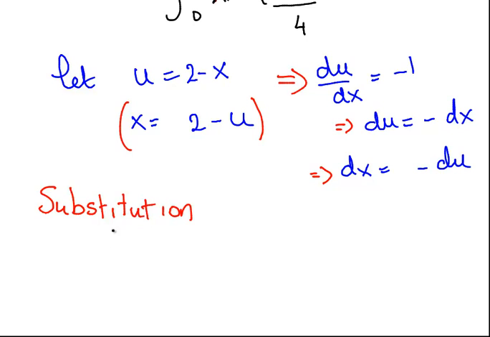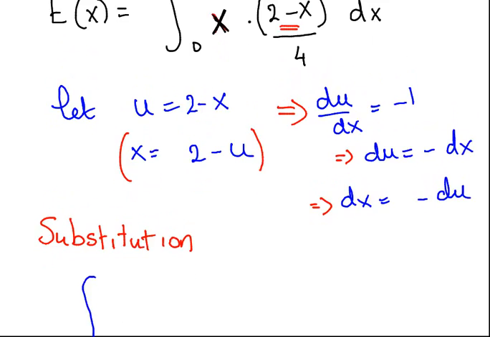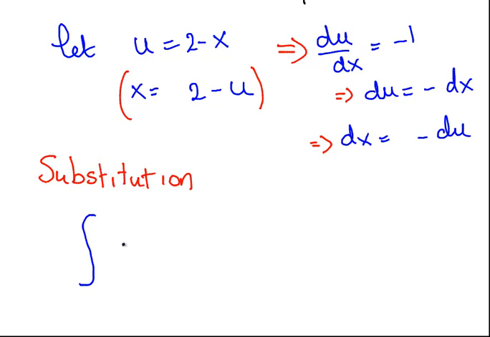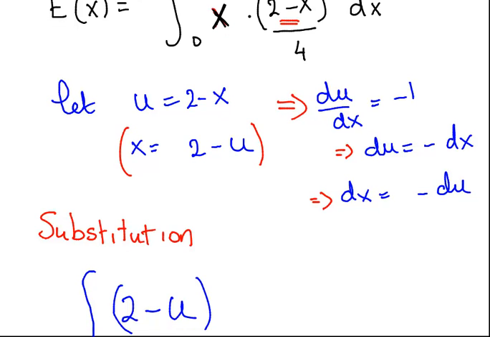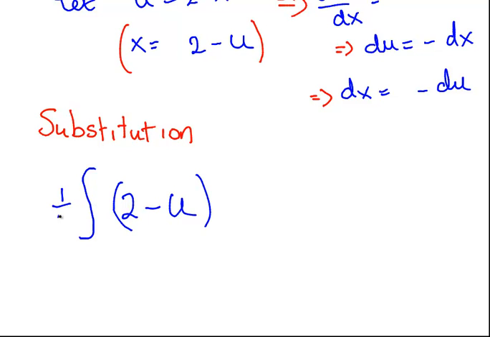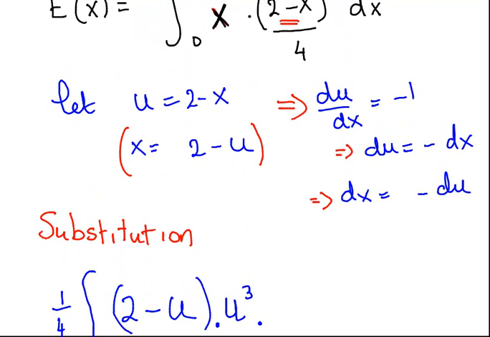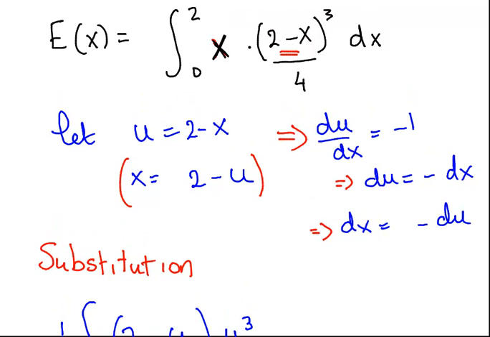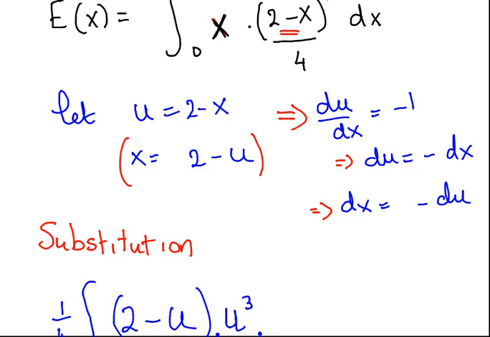So, I'm going to do this as an indefinite integral, and I'm going to leave the limits out of it. The first part, right up at the top here, is x, so we're going to replace that by 2 minus u. The next part is (2 minus x) cubed all over 4. I'm going to take the 1/4 out to the side, and let's just leave it as u to the power of 3. And then finally dx is now minus du.